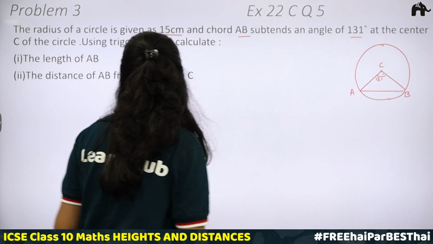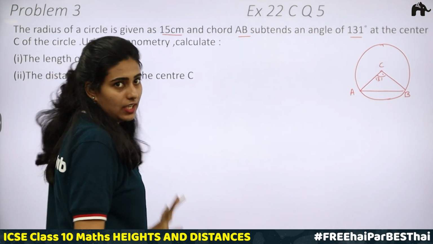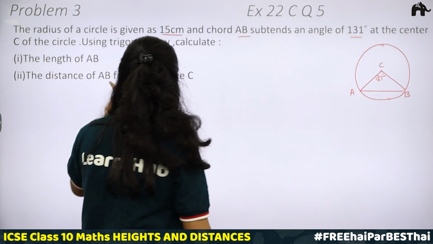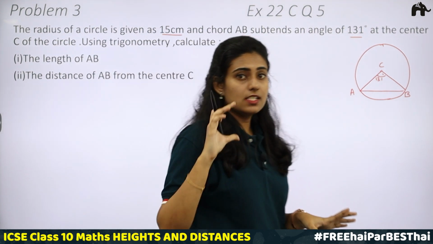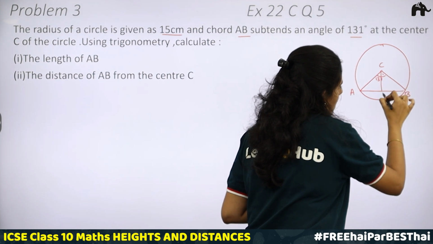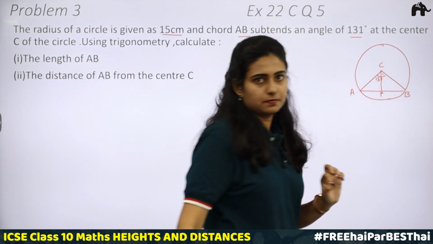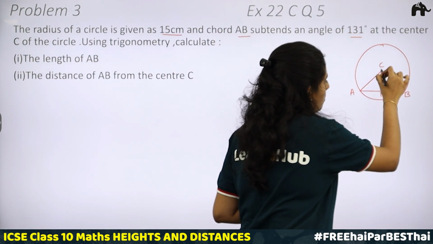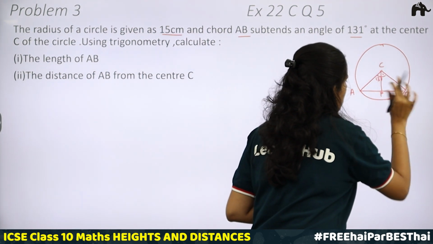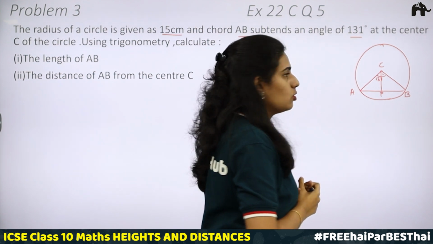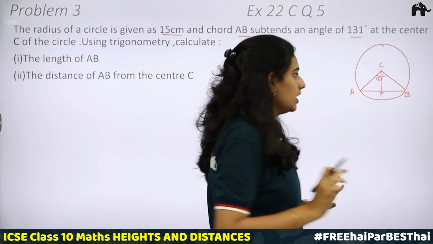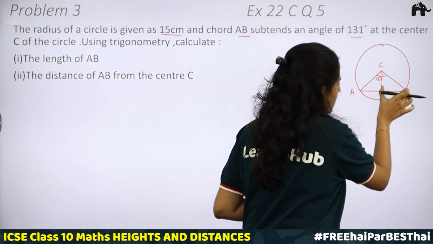Okay. First we have to find the length of AB. This length we have to find. Then we have to find the distance of AB from the center C. Distance of AB from the center C is a perpendicular distance. Okay. This is the distance. Let's take a point P. Now, when you draw a perpendicular from the center C to any chord on the circle, what happens? The chord will be equally bisected. Okay. That is, AP will be equal to BP.